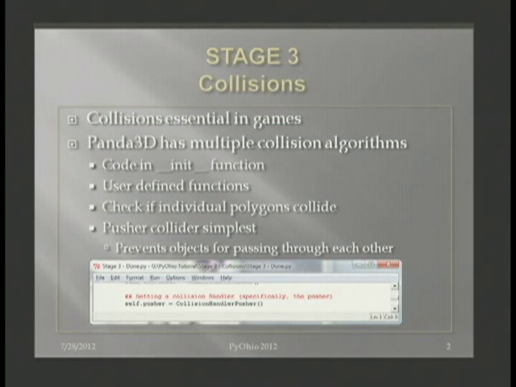So Panda has a number of collision algorithms. We're going to use the simplest one. We're going to use the pusher collider. There are other colliders that say that when 2 objects hit, it calls a special user-defined function which handles the collision in a certain way, like explosions and things like that. But we're just going to use the collider functions that basically impede the objects from going through one another.